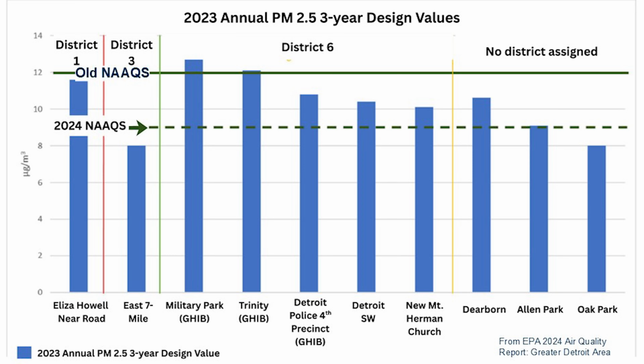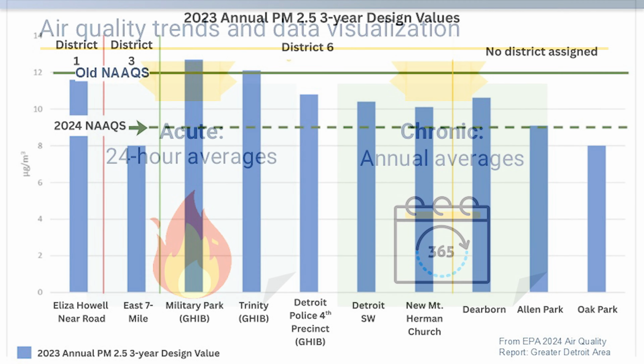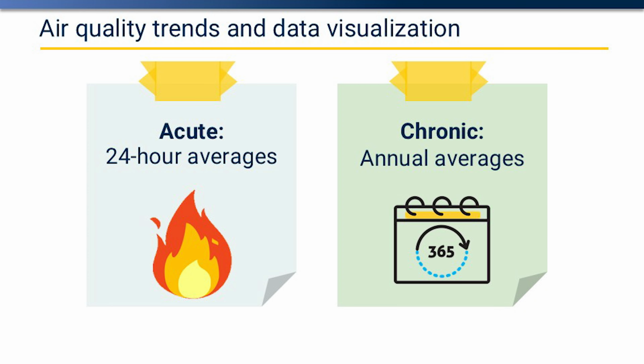And if levels shown on this chart for 2023 continue, Eliza Howell, Military Park, Trinity, Detroit Police Precinct 4, Southwest Detroit, New Mount Hermon Church, and Dearborn will all be in non-compliance with NAAQS standards. In other words, levels of PM2.5 in those communities will be above the limit that has been shown to be harmful to health, which is 9 micrograms per cubic meter. Those charts from EGLE and the EPA show why these trends are important to understand compliance with regulatory levels.